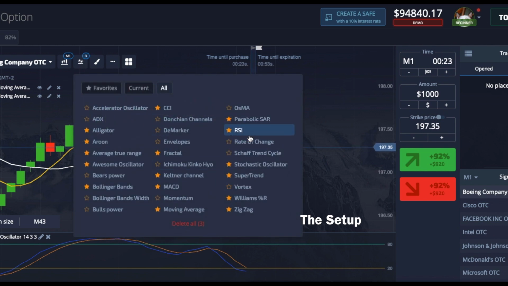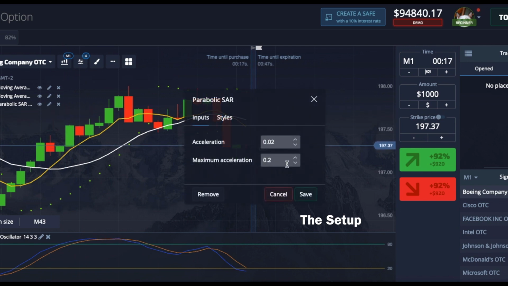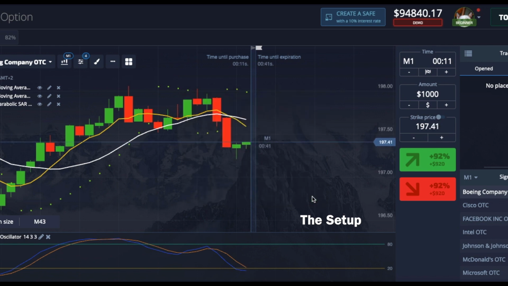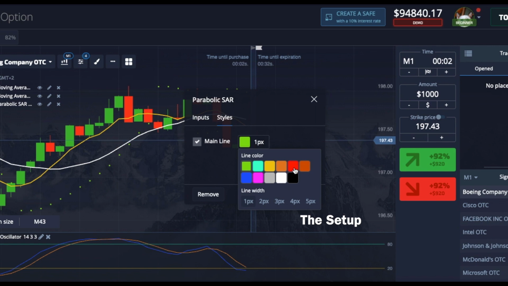Now we're going to use the Parabolic SAR indicator. All right, and we're going to change the maximum acceleration to 3. And for our style, we'll make it 2 points.